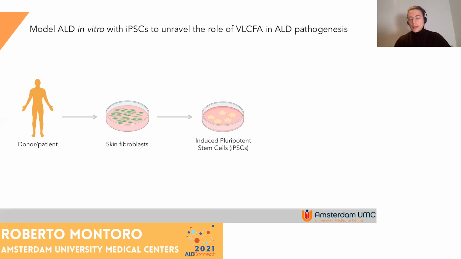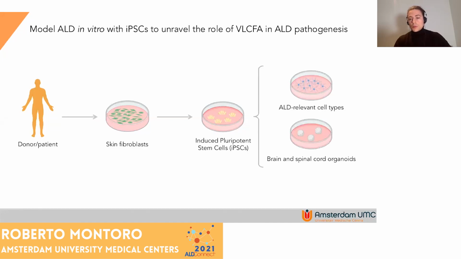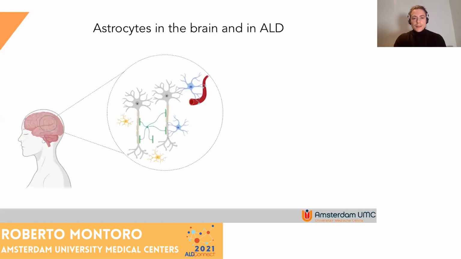Now, through different differentiation protocols, we can differentiate them in 2D into ALD-relevant cell types, or in 3D into brain and spinal cord organoids. Although for the 2D I'm trying to differentiate several cell types, today I will focus my talk on the astrocytes, and what astrocytes are in the brain and also why they matter in ALD. In the brain we have different cell types, mostly known are the neurons, but we also have glia, which were considered just the glue of the brain that would stick the neurons together.